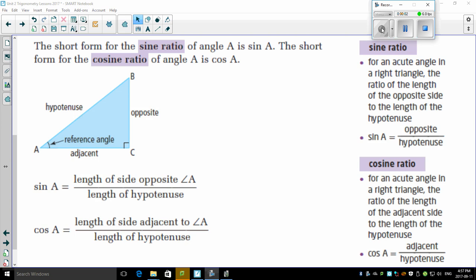Okay, I think we're done with tangent. Let's go on to the next thing, which we call sine and cosine. And I want to show you some really cool things and how these are very, very similar to tangent.